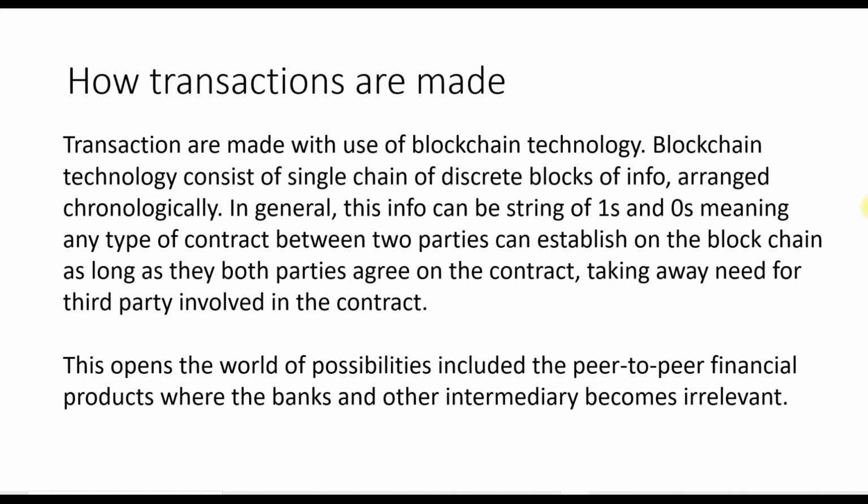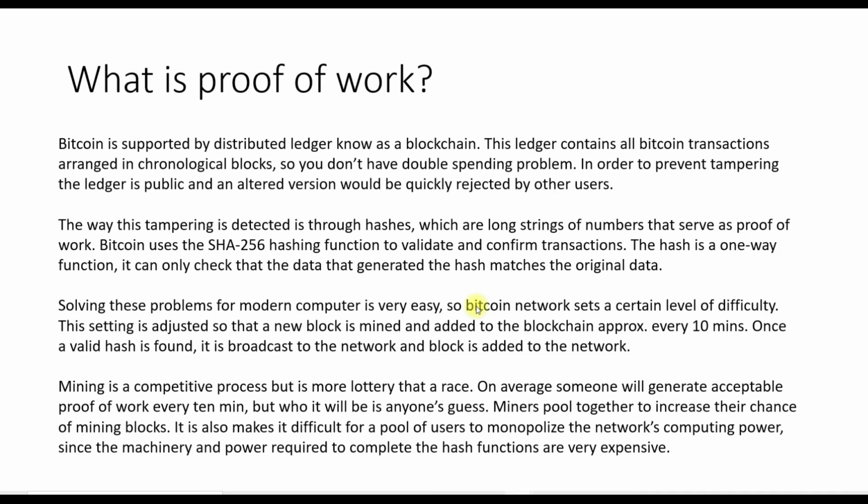Cool. Let's get into the second slide. So we're going to look at what is proof of work. Bitcoin is supported by a distributed ledger known as the blockchain. This ledger contains all the Bitcoin transactions arranged in chronological order. So you don't have the double spending problem because of this.